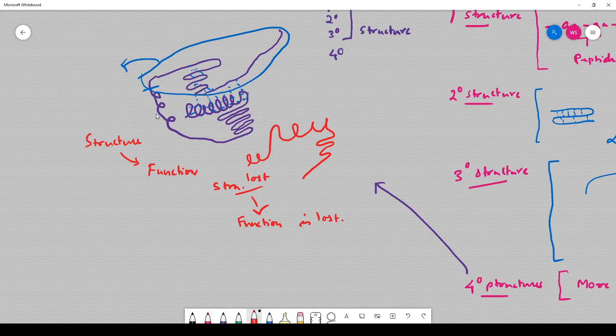Okay? So such groupings of molecules with a particular shape within the overall protein structure, this is called a motif. Okay. So a motif is basically a structural unit within a protein which has got a certain function, but it cannot have an independent existence outside the protein. So that is called a motif.